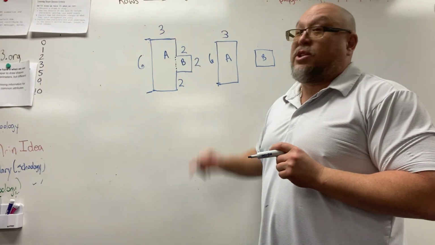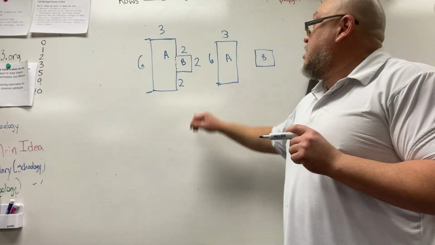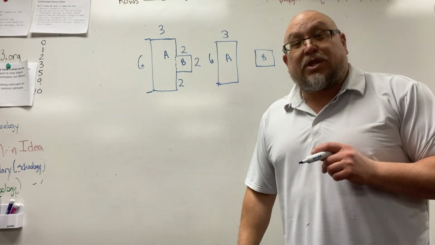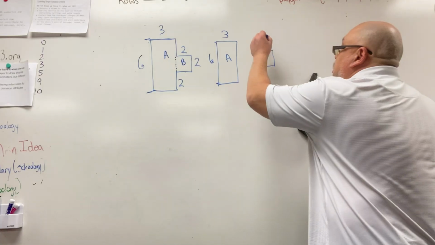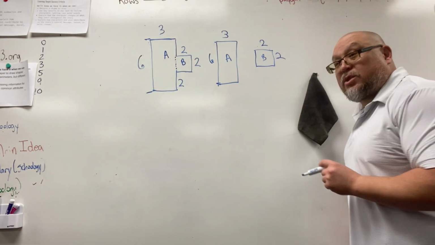B is pretty easy, it's a square. The reason I can tell it's a square is because the length and the width are the same, they're both 2. So I know that it's a square.